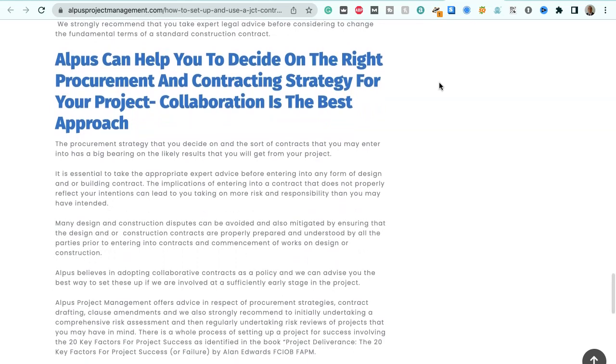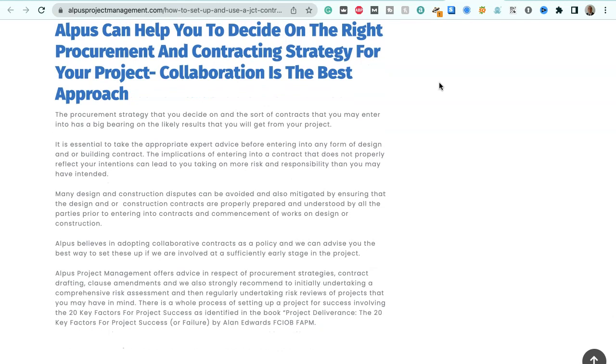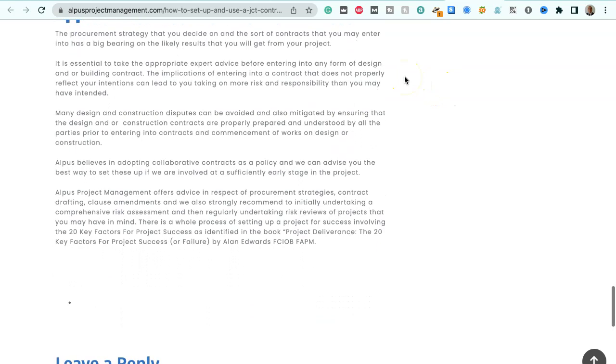We strongly recommend that you take expert legal advice before considering changing the fundamental terms of a standard construction contract. So Alpus can help you to decide on the right procurement and contracting strategy for a project, and we find that collaboration is the best approach.